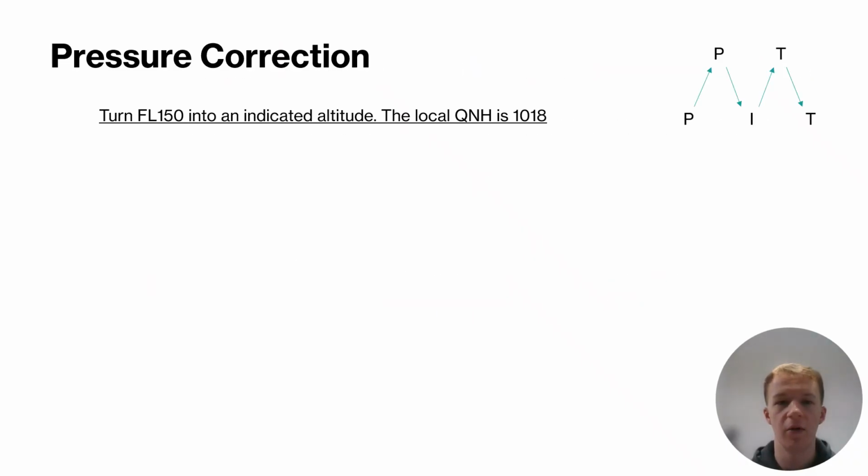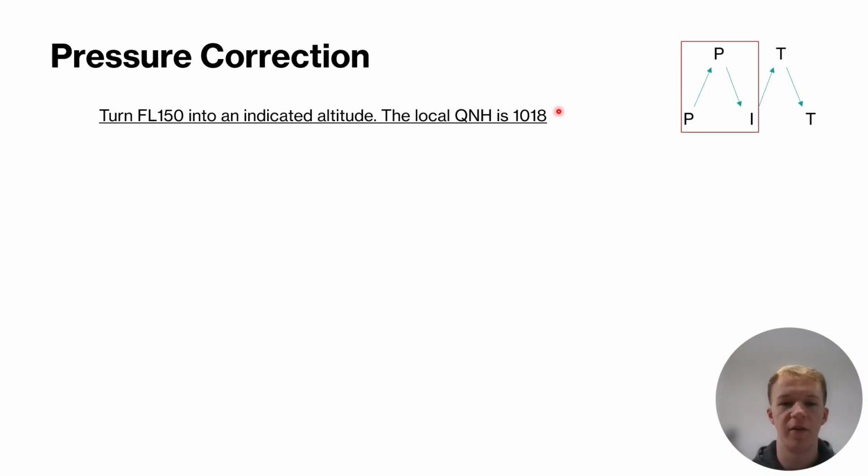So like I said, I'm going to go through the different ways in which we convert between the altitudes. As I mentioned, the first correction we'll come to is our pressure correction. That's the P up here. So we're going to start with this conversion, from our pressure altitude to our indicated altitude, and we do that by pressure correction.